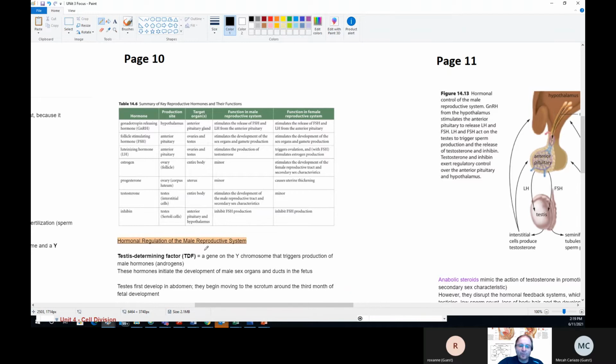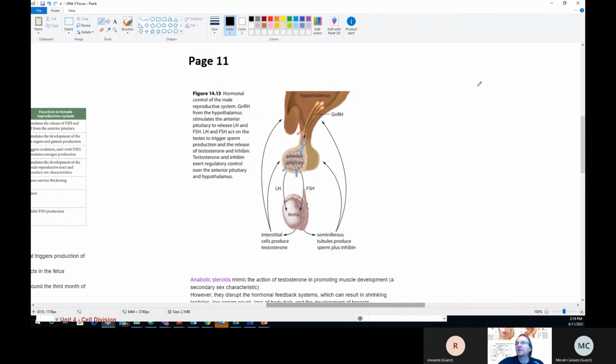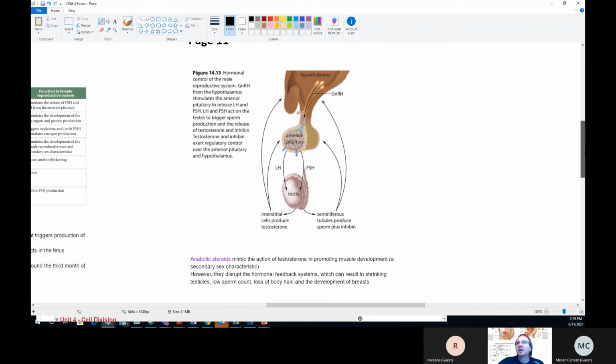Hormone regulation in the male reproductive system. We're just chatting about that a little bit. Page 11 shows that really, really good. So the hypothalamus, again, this is up in the brain, right? This is a highly simplified model. So this would be a very small structure up in the brain, the hypothalamus and the pituitary, specifically the anterior pituitary. And then, of course, is the testes, way down mid part of the body.